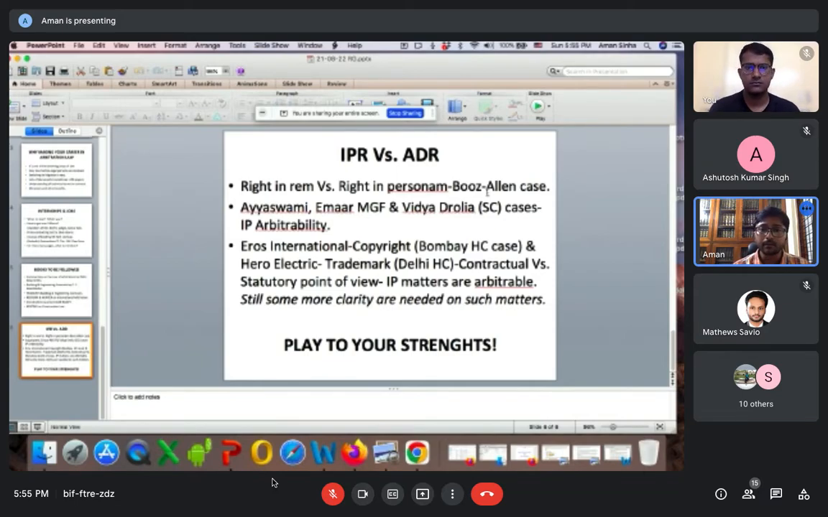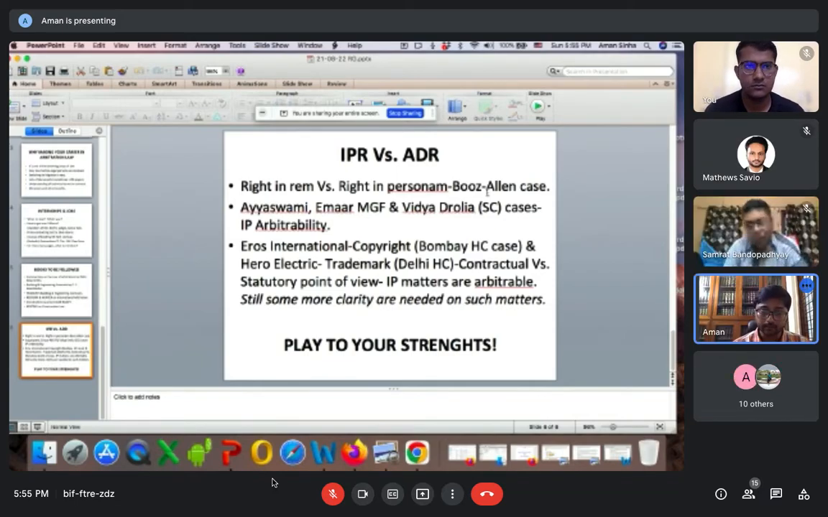Right in personam means, like in a commercial contract, only two parties are involved, or say three parties are involved. It's concise in nature, meaning it is applicable only against the particular party against whom I will be exercising my right. So this is called right in personam. In the Booz Allen case, this has been defined.